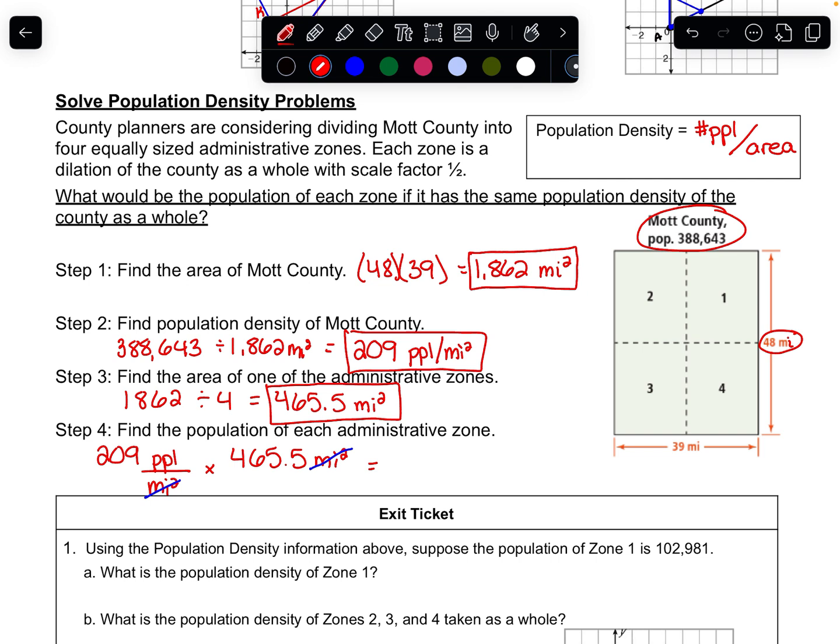So 209 times 465.5 is going to give us 97,280, 89, so 90, because it was 0.5 people. Something like that. And I'm curious, if we multiply that by 4, then it will be approximately what the population was for Mott County. There's a little bit of error in there.